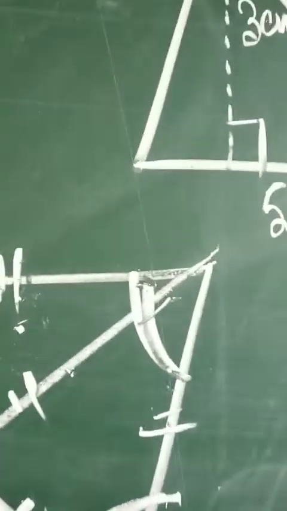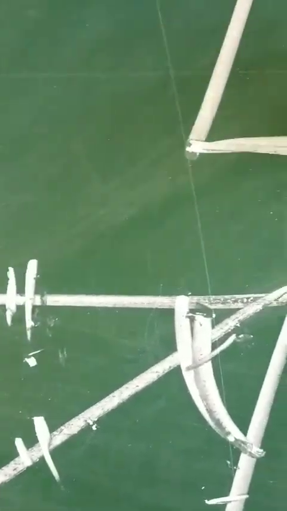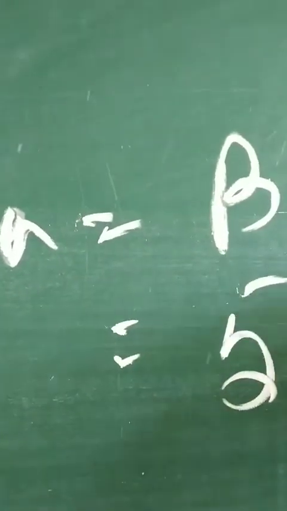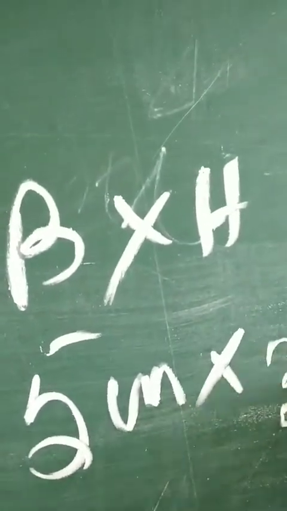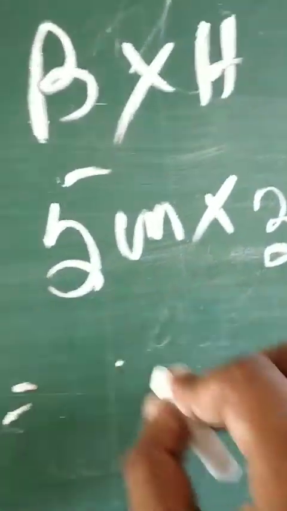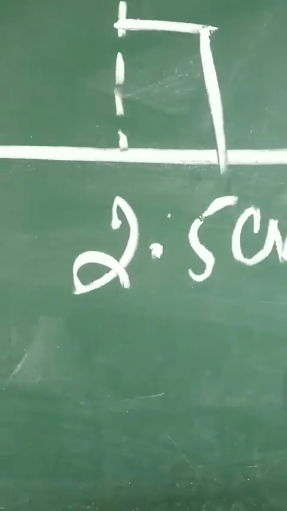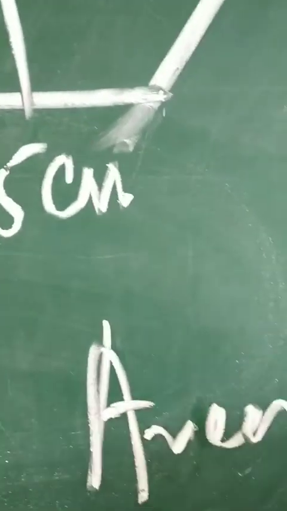The next one is base 5 centimeter, height 3 centimeter. So naturally the area is equal to base into height. Base is 5 centimeter, height is 3 centimeter. 3 into 5 is 15 centimeter square. Now the next one, number C. Area is equal to base into height. Same formula will be applied for all these figures.